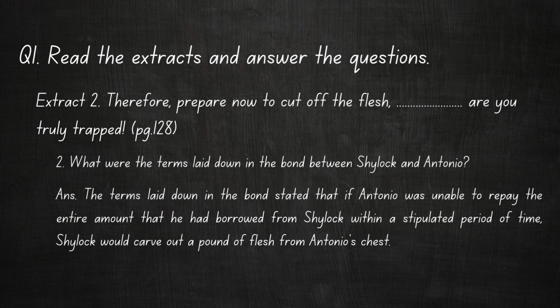Question 2. What were the terms laid down in the bond between Shylock and Antonio? Answer. The terms laid down in the bond stated that if Antonio was unable to repay the entire amount that he had borrowed from Shylock within a stipulated period of time, Shylock would carve out a pound of flesh from Antonio's chest.